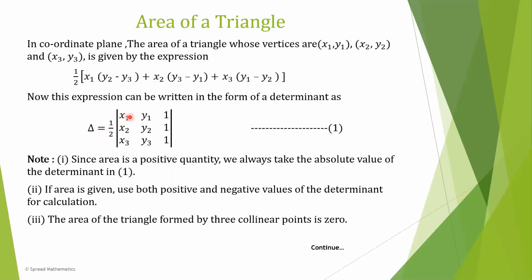half, the determinant with rows x1, y1, x2, y2, x3, y3, and each element of column 3 would be 1, 1, 1. Now you should remember this area is a positive quantity. So we always take the absolute value of the determinant in the first case. Second, if the area is given, use both positive and negative values of the determinant for calculation. Third, the area of the triangle formed by three collinear points is 0.